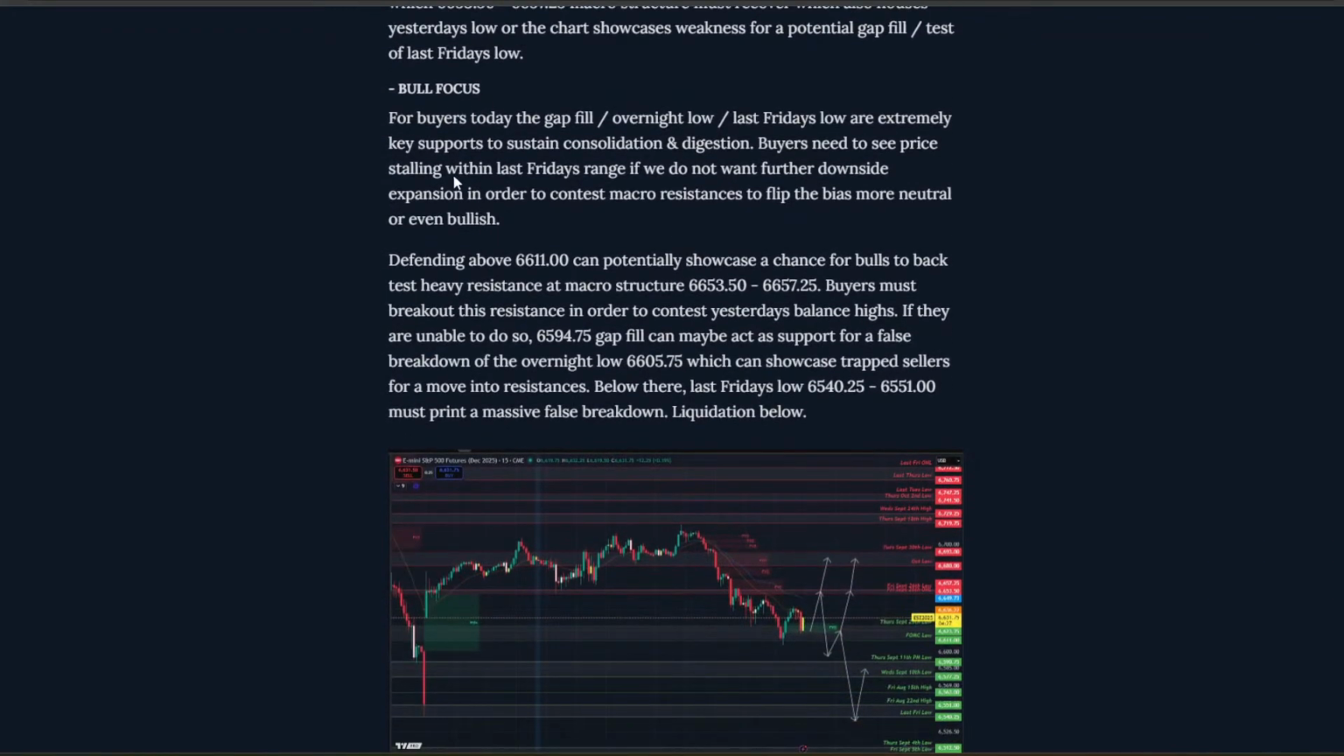So let's just talk about the bull focus. For buyers today, the gap fill, overnight low, and last Friday's low are extremely key supports to sustain consolidation and digestion. So if we are to remain range bound, if we're going to give buyers any edge today, then the gap fill, the overnight low, and then finally last Friday's low are the most key supports to sustain such digestion within last Friday's range. Buyers need to see price stalling within last Friday's range if we do not want further downside expansion in order to contest macro resistances to flip the bias more neutral or even bullish.